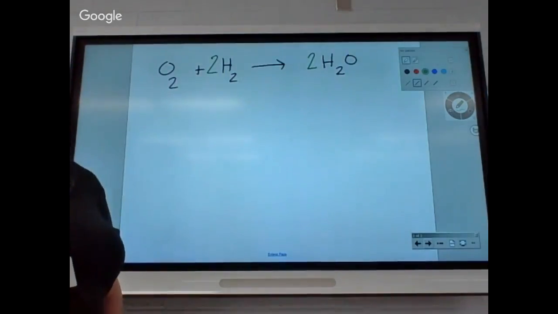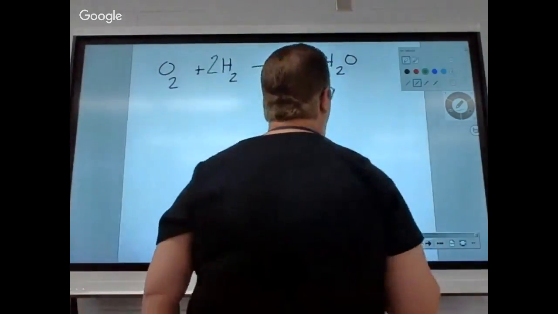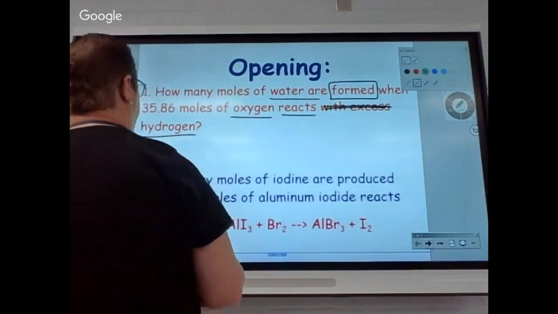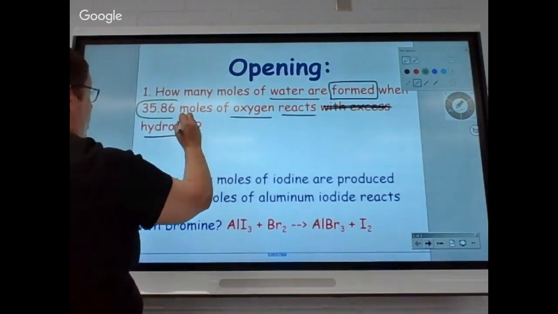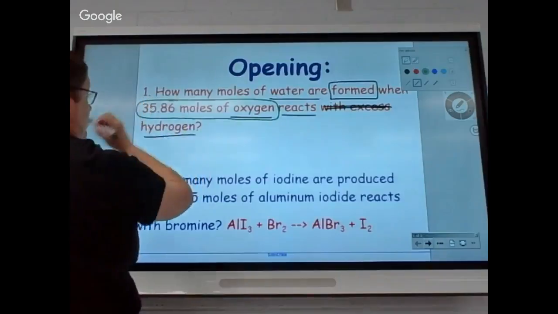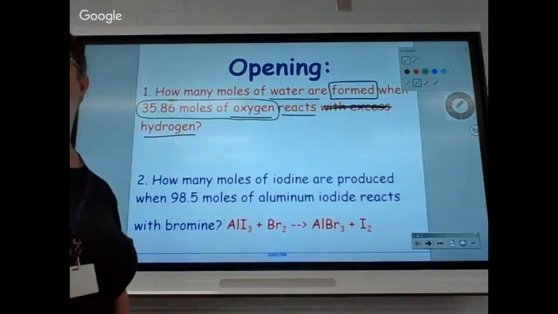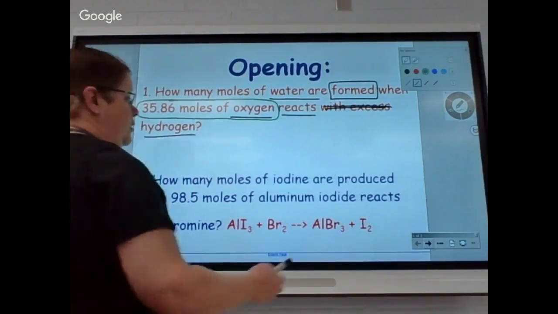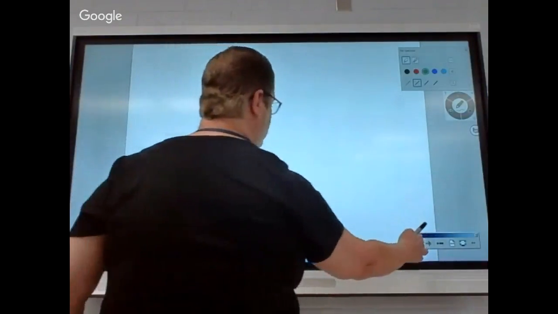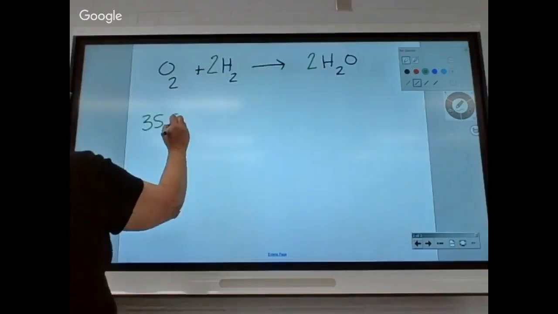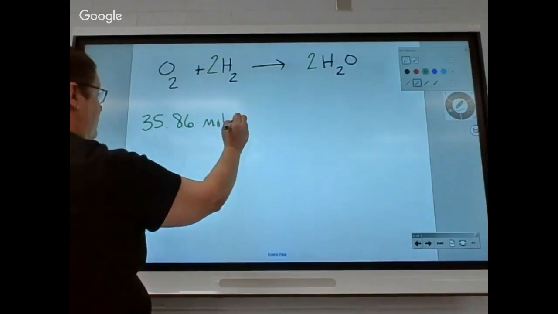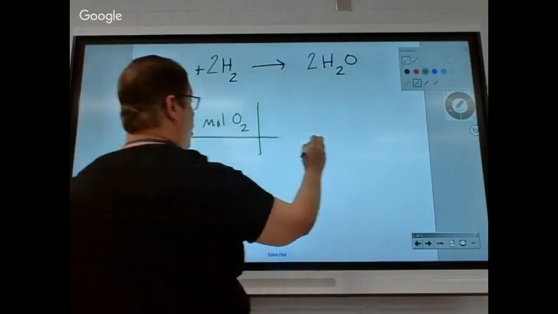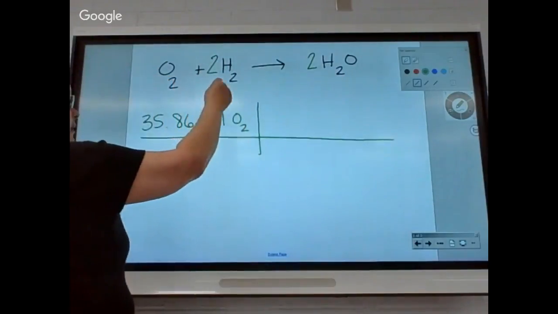All right, now, start with the number in the question. What do we have? 35.86 moles of what? Now, if you watch the video, which everyone should have done at this point, you have a number, you have a unit, and you have a compound. Okay, whether it's an element or a compound, it doesn't matter. I'm just going to blanketly refer to them as compounds all the way through this unit. Okay, so we have 35.86 moles of oxygen. You need all 3 parts in the chart. Number, unit, compound.